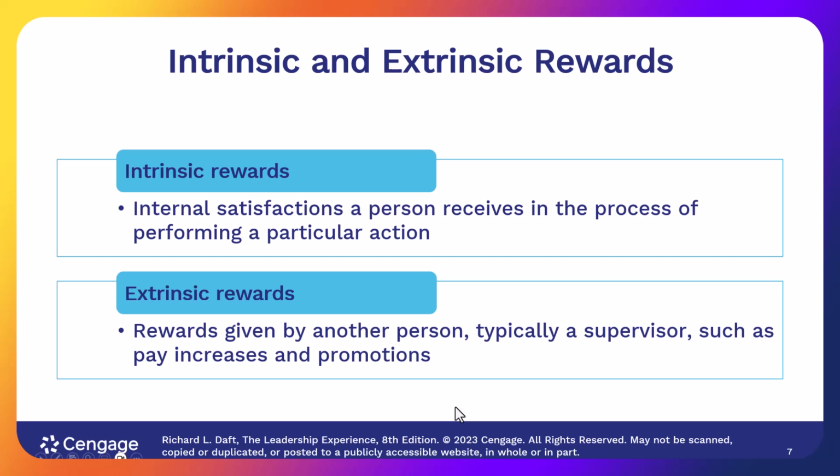Intrinsic and extrinsic awards. Intrinsic awards, internal satisfactions a person receives in the process of performing a particular action. So this comes from within. So some people are wired such that I have my intrinsic rewards, I feel good when I achieve a goal or achieve results or accomplish a task or duty. Extrinsic awards, rewards given by another person, typically supervisors, such as pay increases or promotions. So when I do a good job, you do something for me, and you reward me in some capacity, whether it be recognition, award, pay, time off, or whatever. But those are extrinsic. Those are coming from someone else. Intrinsic are coming from you.